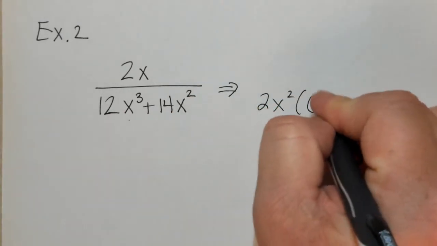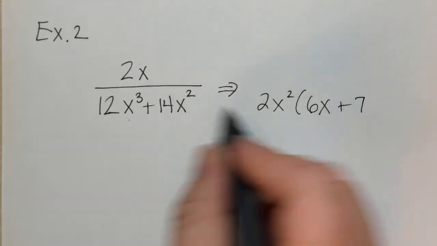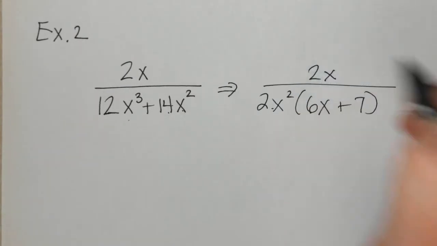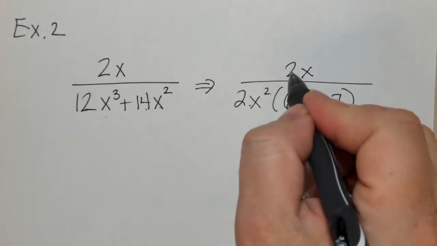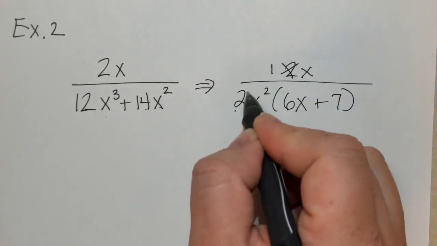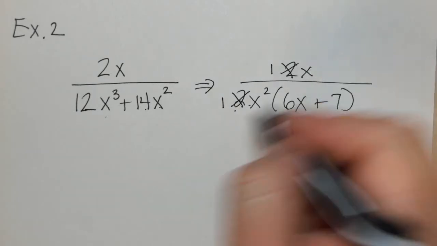So I'm left with 2 times 6 is 12. I need 3 x's. There's one more. 2 times 7 is 14. I need 2 x's, and I already have it. Okay, so I can now reduce the 2's up front. 2 divided by itself is 1. 2 divided by itself is 1. I have 1 x on top and 2 on the bottom.